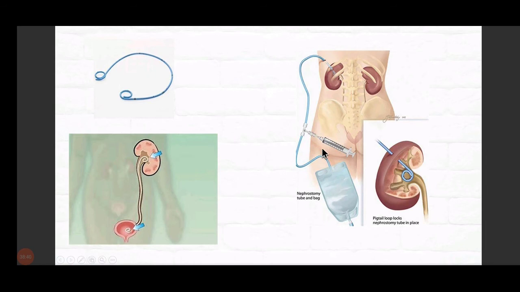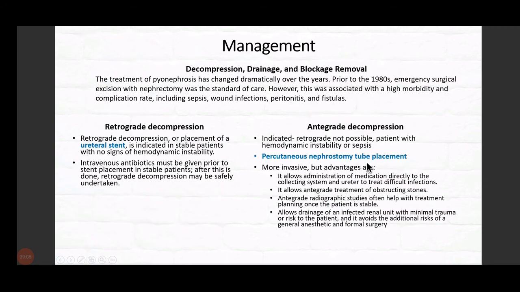This can be done ultrasound guided or CT guided. You identify the system or the dilated calyceal system, and through the skin you pass a trocar and dilate that tract, and then you put this pigtail catheter or PCN catheter inside like this. The catheter remains there, and this will ensure the drainage outside in a bag. Advantage of PCN, it is definitely more invasive, but there can be advantages.